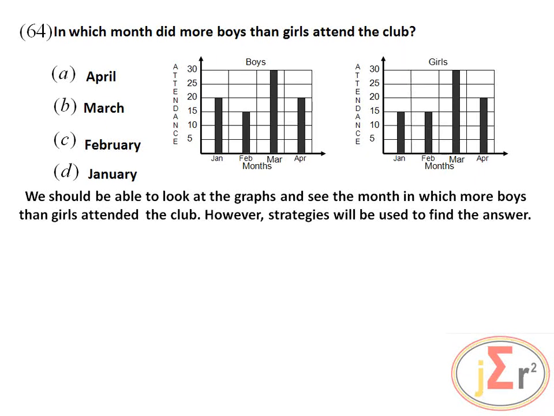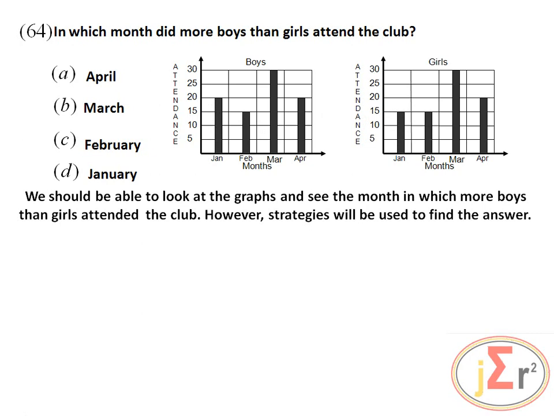As a matter of fact, let's look at our first question. In which month did more boys than girls attend the club? Of course, we should be able to look at the graphs and see the month in which more boys than girls attend the club. We can do that. See, we have it right there already. We can see that the January bar has 15 and here we have 20. So we are sure that January is our answer and that is option D.